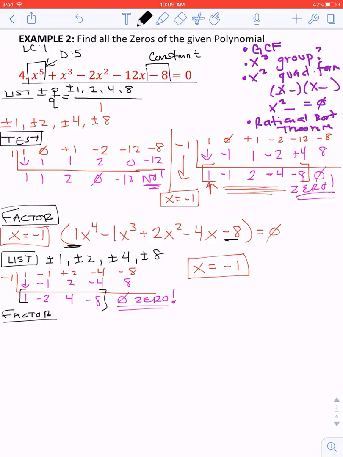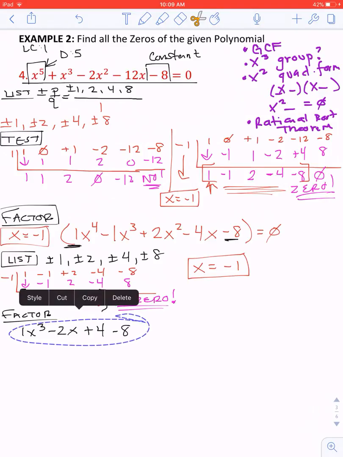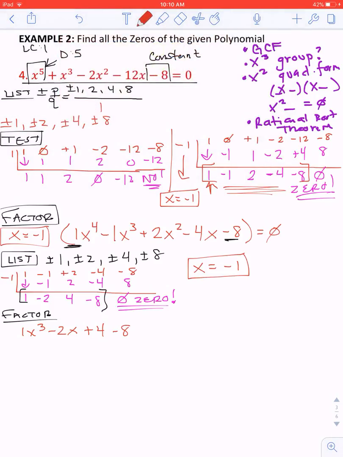I started with an x to the 4th this time, so I'm left with 1x cubed minus 2x plus 4 minus 8 is what I have left. I'm going to make that red real quick so I know what I'm working with. All right, so that is equal to 0. Go through my list again. Is there a greatest common factor? No. Is it cubic? Yes. Can I group it? Ooh, let me fix that. All right, let's see if we can group it.